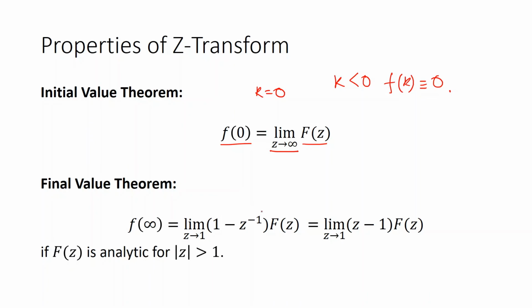Then the final value theorem: if you want to know the value to which the sequence converges, you have to take the limit z tends to 1. Please remember this, it is not 0 as in the Laplace transform, it is limit z tends to 1 of (1 minus z inverse) F(z). As you know, 1 minus z inverse equals (z minus 1) by z, and tending z to 1, it becomes (z minus 1) F(z). But sometimes keeping the z is useful.